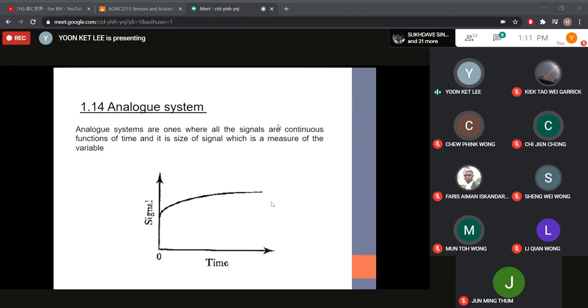The next will be the analog signal or analog system. Analog systems are ones where all the signals are continuous functions of time, and the size of a signal is a measure of the variable. As you can see, there is a very big difference. They don't have a definite 0 or 1. They will come up with a lot of decimals, maybe 0.1, 0.2, 0.3, and then they will respond to the time. It's a continuous curve.